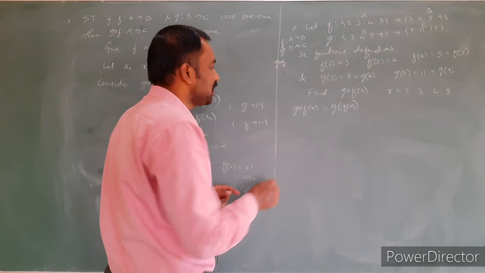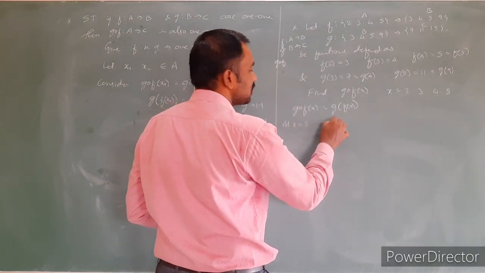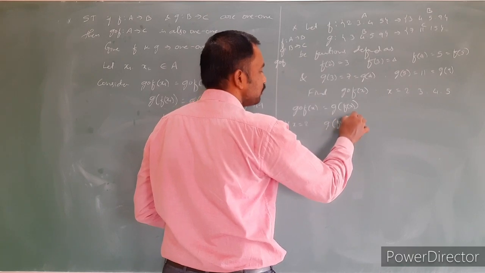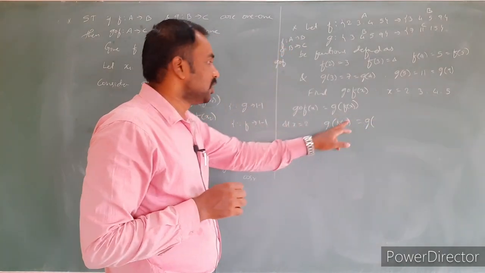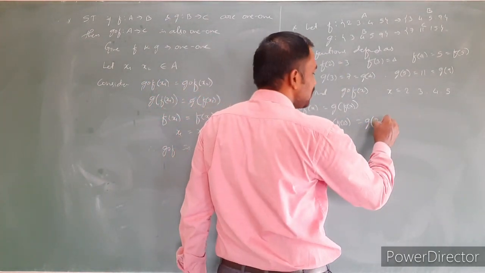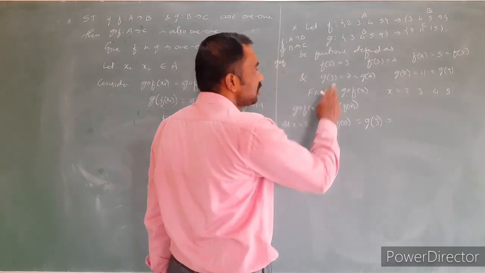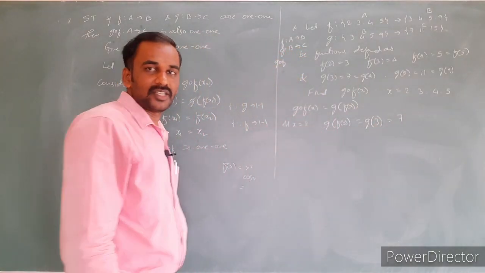That means we need to find the images. At x equal to 2, what happens? g of f of 2. What is g of f of 2? By the composite function definition, what is f of 2? Already you know f of 2, it is 3. Yes, f of 2 is nothing but 3. What is g of 3? g of 3 is nothing but 7. That's all. We got the answer.